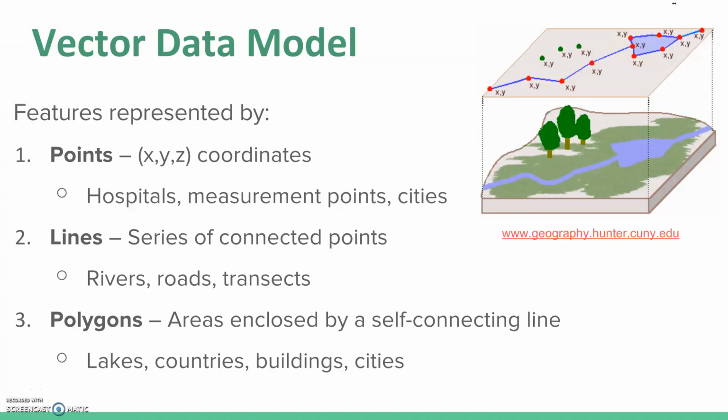And polygons are areas that are enclosed by self-connecting lines. So you see this progression here where points are singular items, lines are a collection of points, and polygons are lines that close in on themselves. Polygons we may use to represent things like lakes, countries, buildings, and cities again, depending on the scale. If we are zoomed into a city and we want to represent the extent of a city, we may use a polygon instead of a point.